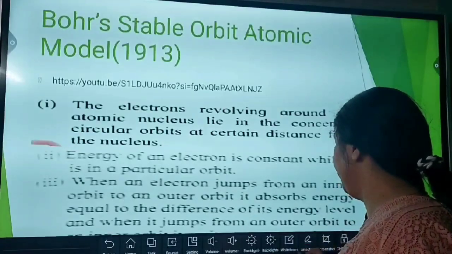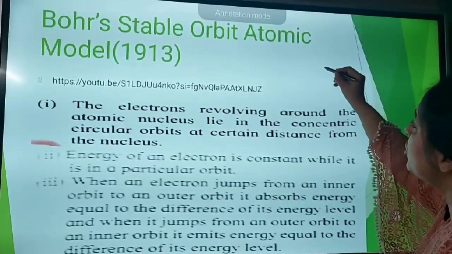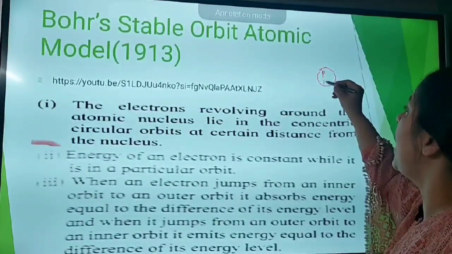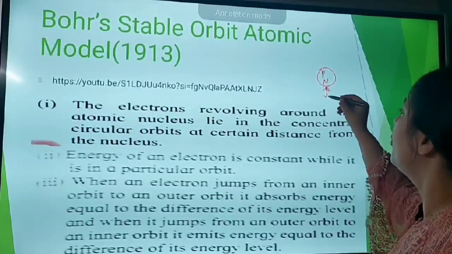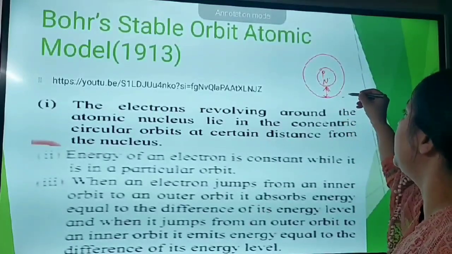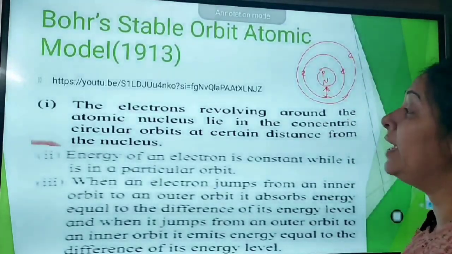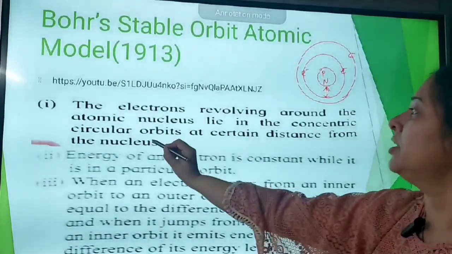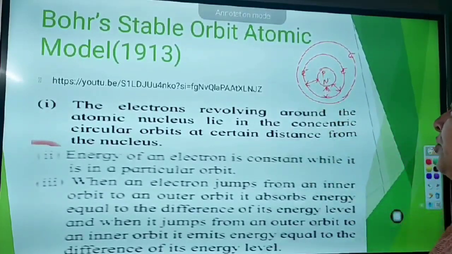So, what does Bohr have to say? Bohr says that there is a centrally located atomic nucleus having protons and neutrons, and a little away from the nucleus starts the placement of negatively charged electrons in concentric circular orbits, at a certain distance from the atomic nucleus, from the center.